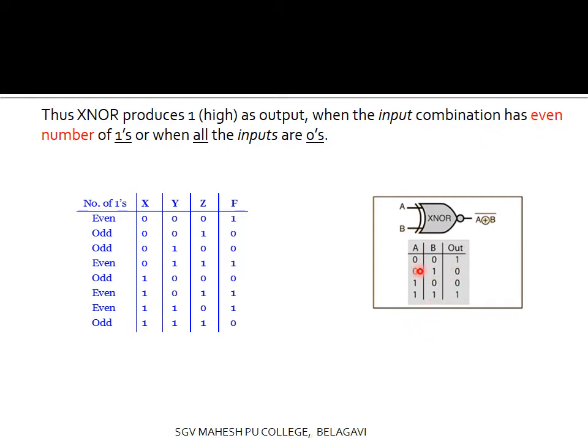If my input is 0 0, then my output is 1, because it is nothing but 0 plus 0 is 0, and complement of 0 becomes 1. Similarly for 0 plus 1, it's 1, the complement of 1 becomes 0. Same logic is applied for other truth table values. That becomes your XNOR gate.